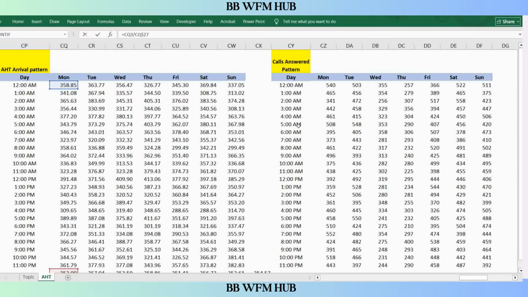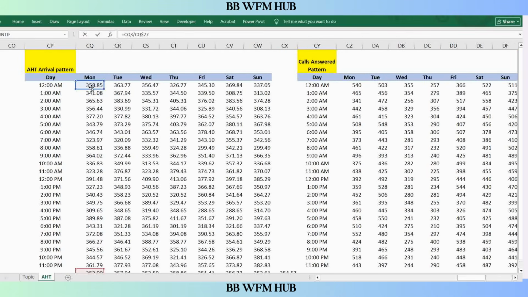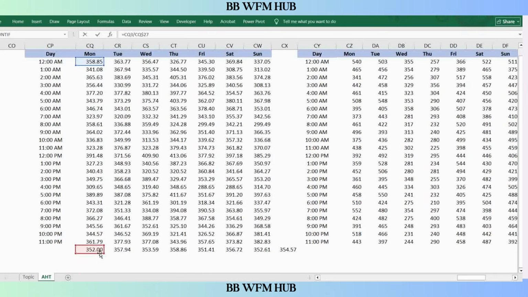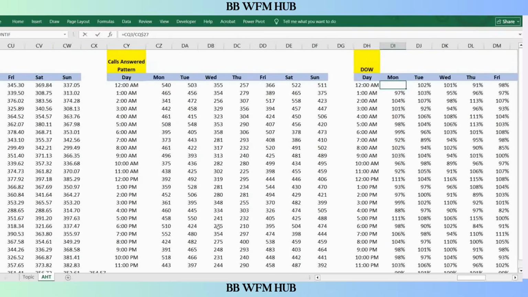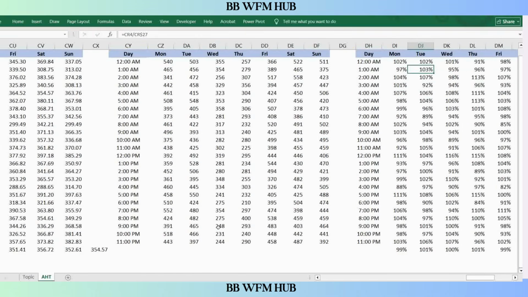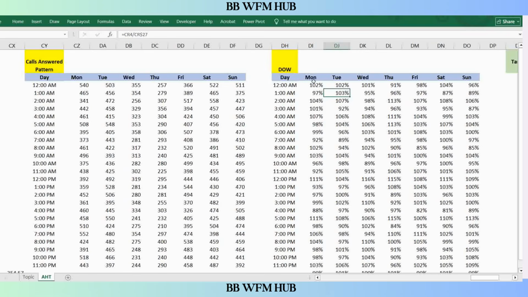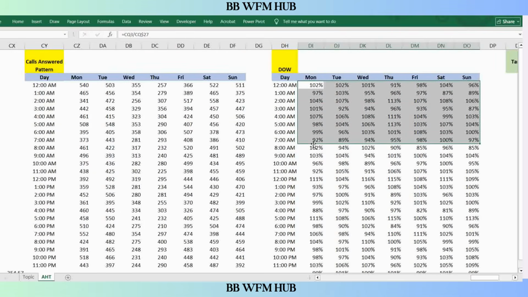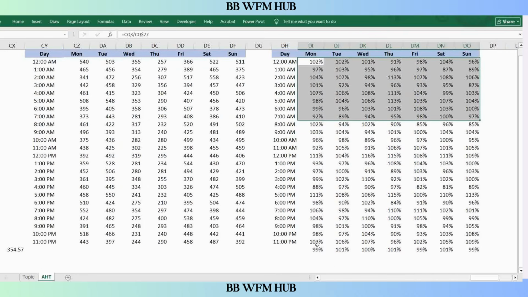So we are going to take 358.85 and divide it by the whole day AHT, that is 352. And that's how we are doing it with all the days and with all the intervals. And this is our DOW pattern, here with the percentages.